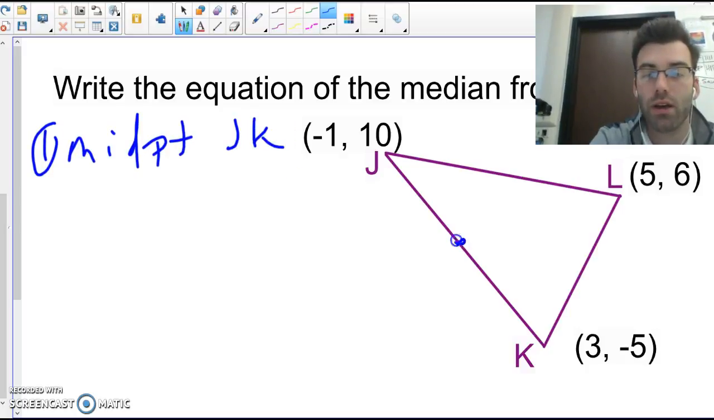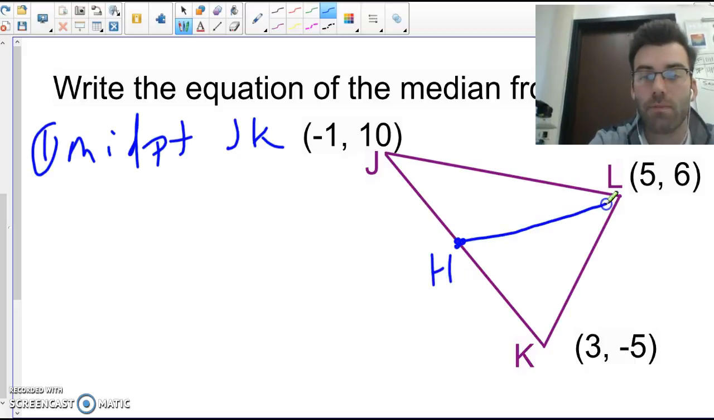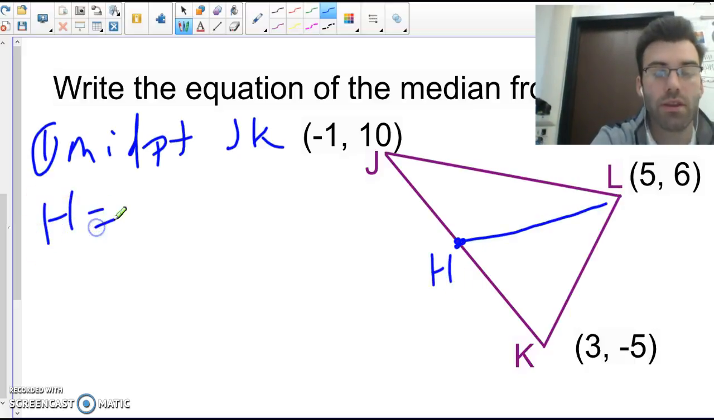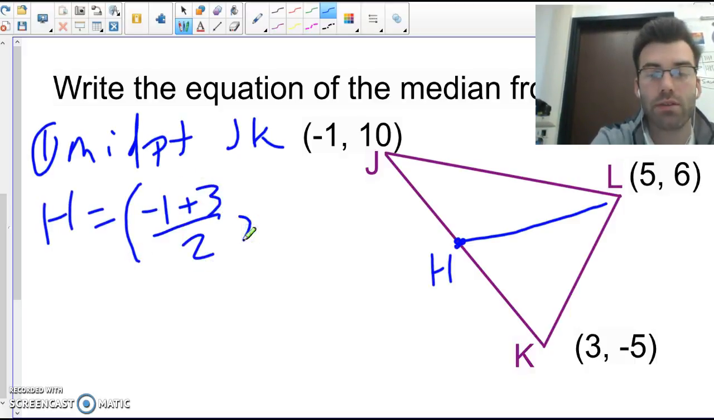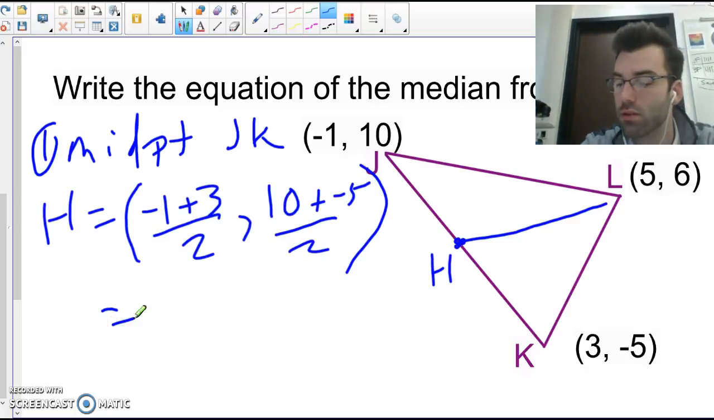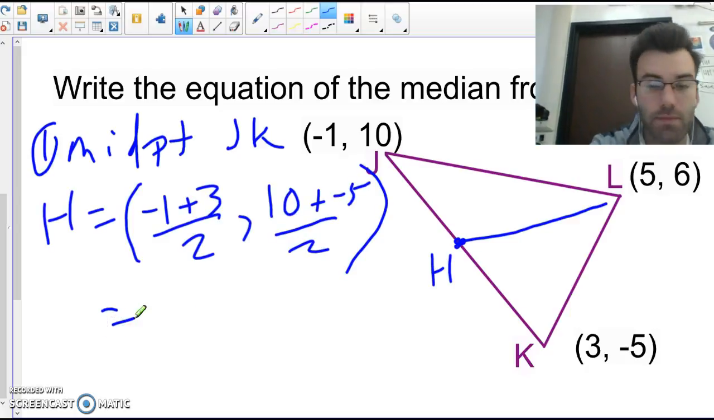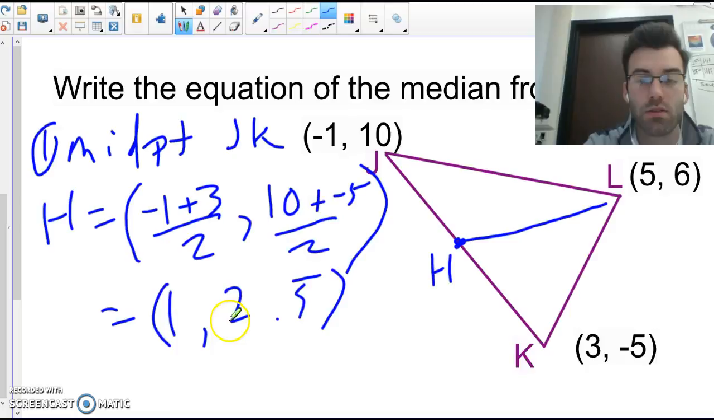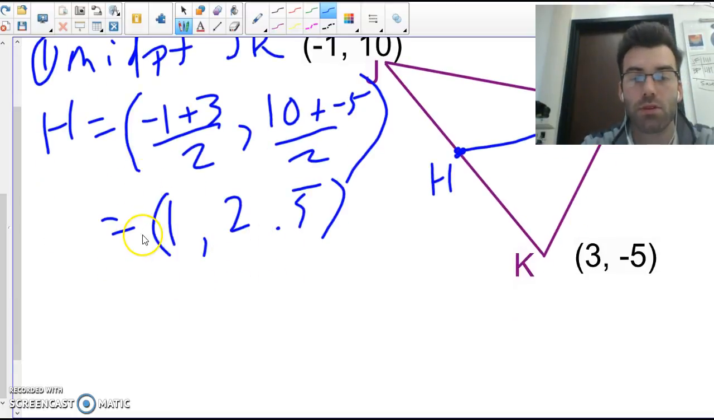I'm going to call that, no, let's not call that M, that'd be confusing. Let's call that H. So H equals the average of our x's, -1 plus 3 over 2, and the average of our y's, 10 plus -5 over 2. So H is 2 over 2, 5 over 2. Oh, this is going to give me a decimal. That's all right. 1 comma 2.5. So our midpoint is 1 comma 2.5. Don't write it as a fraction. It's an actual ordered pair.